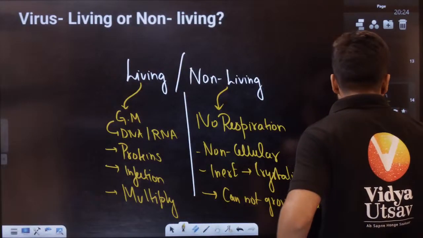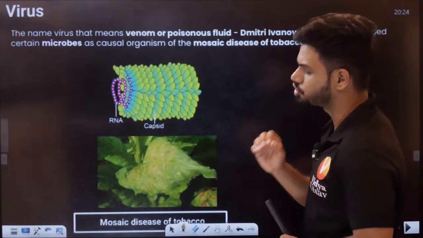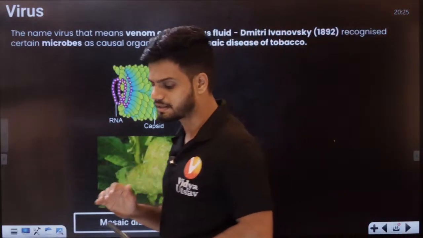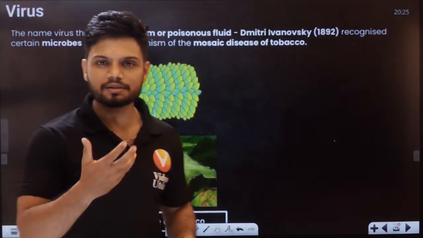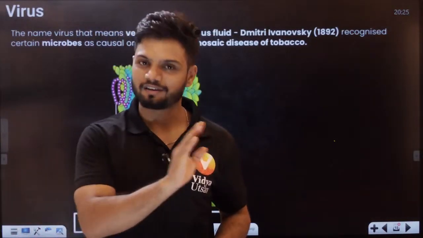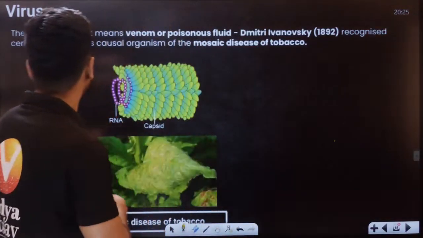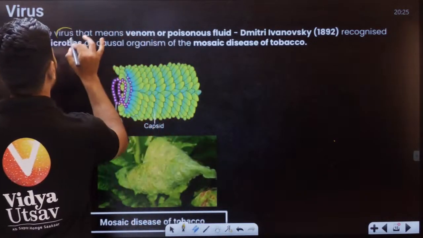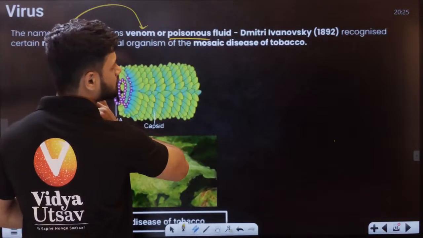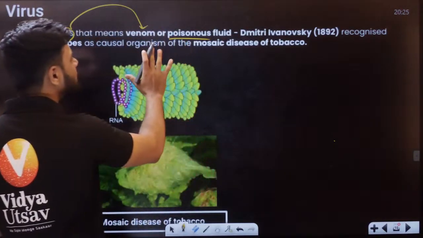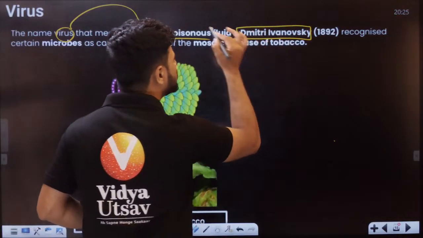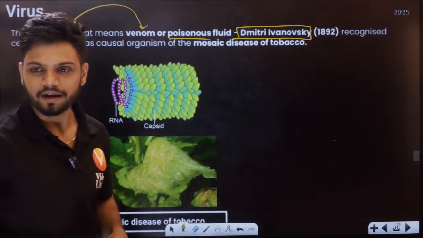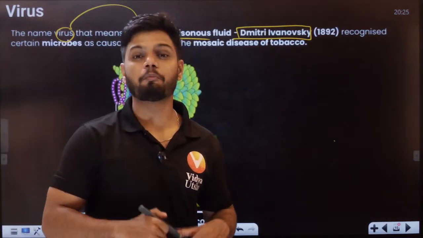Now, students, we need to understand about virus structure and a few scientists here. This entire virus was also called venom. Not the Marvel venom, not the symbiote. Venom as in poison. The name virus means venom or poison fluid. This was told by Dmitry Ivanovsky. So Dmitry Ivanovsky told us that virus is like venom and it is poisonous in nature.